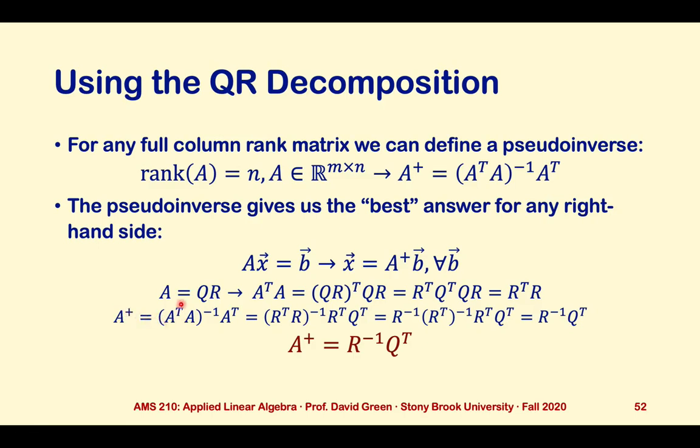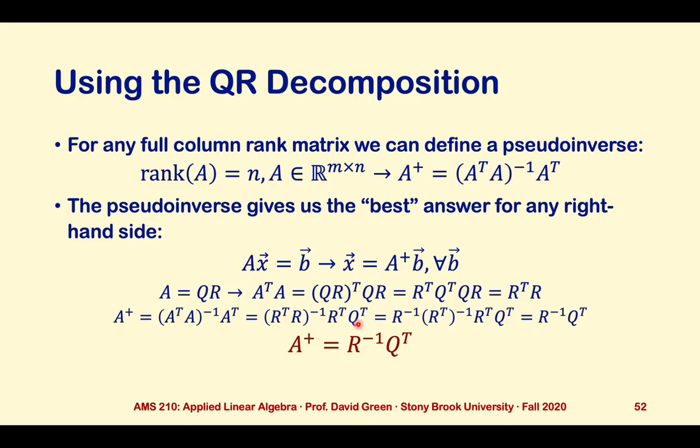The pseudo-inverse from A transpose A, where A is not invertible, becomes R transpose R, where each of these R's are invertible. That means that we can propagate this matrix inverse through this product, giving us R inverse, R transpose inverse, times R transpose times Q transpose. And these middle two terms, the inverse of R transpose times R transpose, give us the identity and disappear, giving us a simplified form.